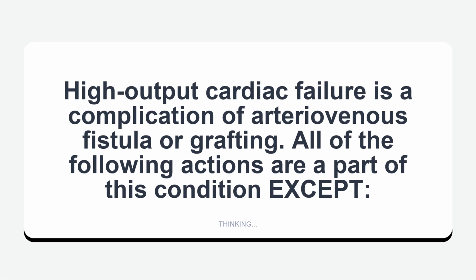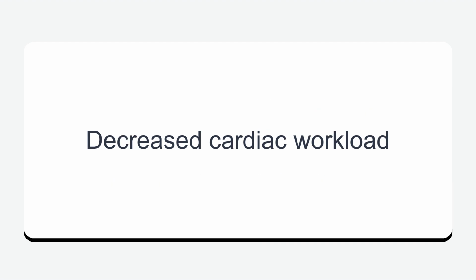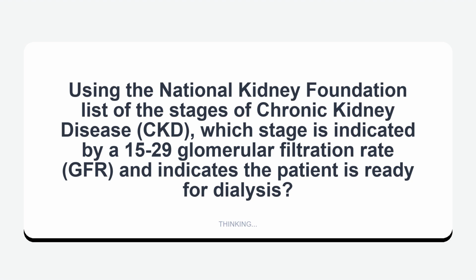High-output cardiac failure is a complication of arteriovenous fistula or grafting. All of the following actions are a part of this condition except decreased cardiac workload. Using the National Kidney Foundation list of the stages of chronic kidney disease, CKD, which stage is indicated by a 15 to 29 glomerular filtration rate, GFR, and indicates the patient is ready for dialysis? Stage 4.